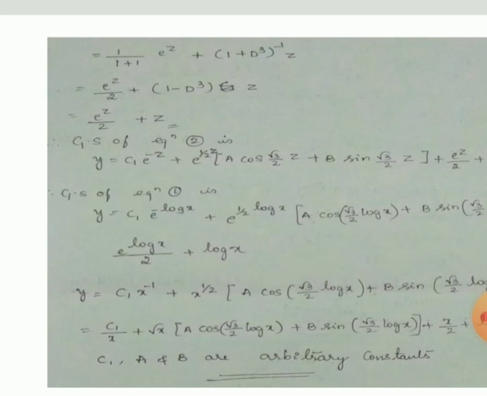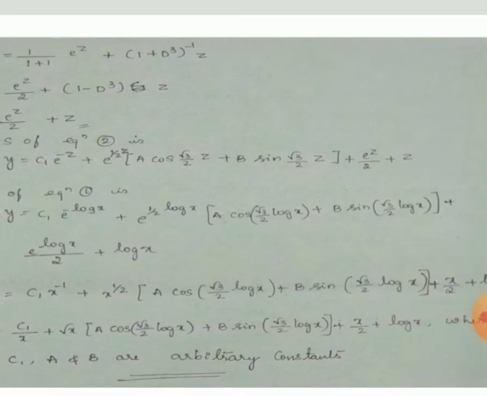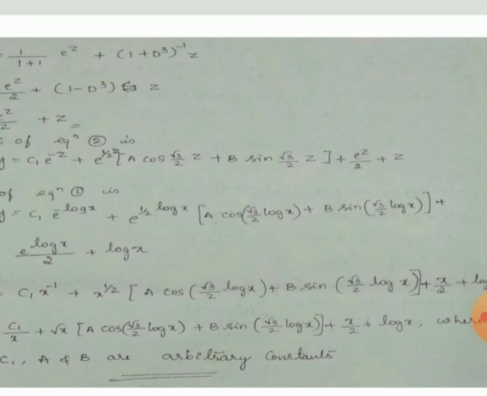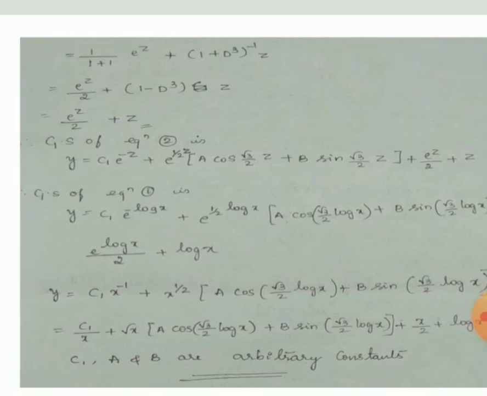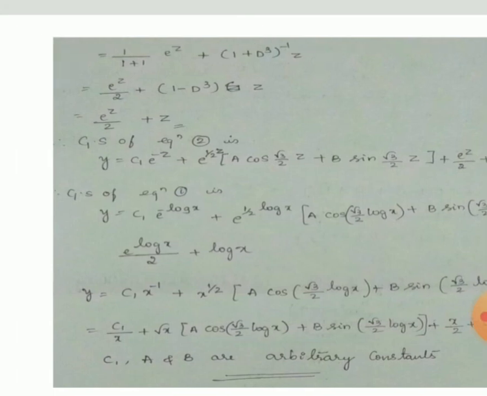But our intention is to calculate the general solution of equation number 1. So what we have to do? We took z is equal to log x in the previous step, so we have to substitute here z as log x. Each term that contains z, we have to replace it by log x. Therefore, the general solution of equation number 1: just replace in equation number 2. So y is equal to c1 into e power minus log x, plus e power half log x into a times cos root 3 by 2 log x plus b sin root 3 by 2 log x, plus the particular integral: e power z can be written as e power log x by 2, plus z can be written as log x.